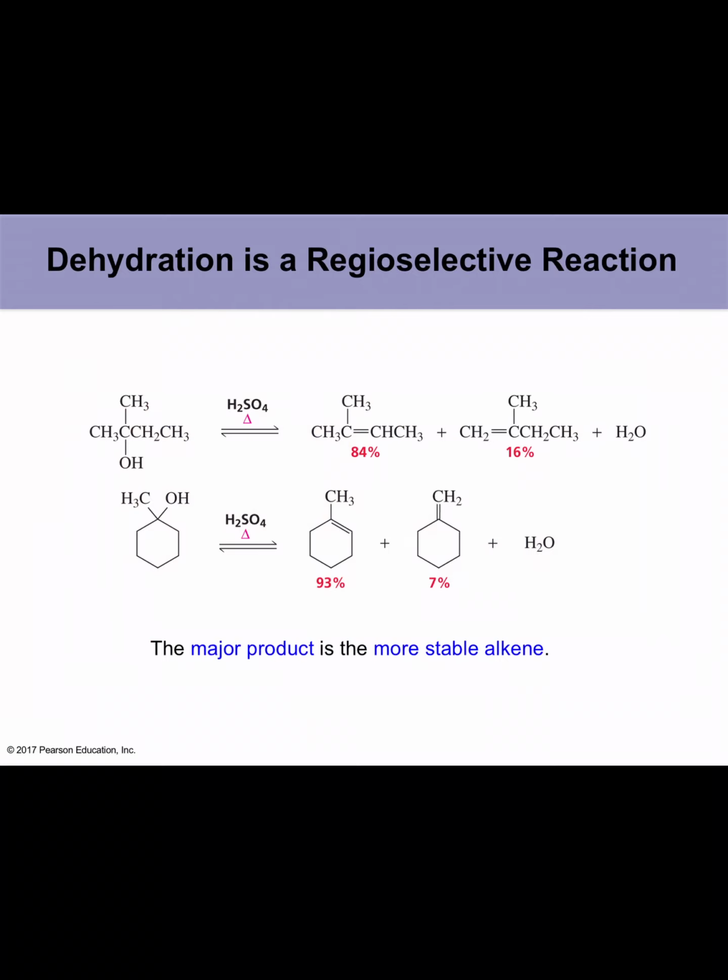Okay, so the carbocation, if the water molecule grabs a proton from this carbon, forms this major highly substituted alkene. If the hydrogen is lost from this terminal carbon, it forms this terminal alkene, which is less stable, 16%.